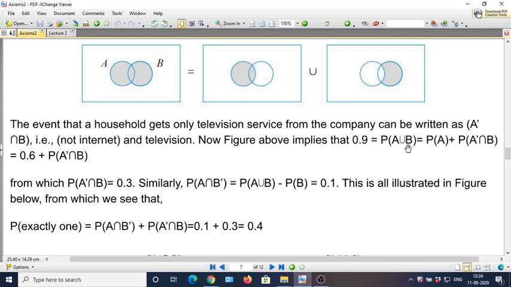How? P of A union B, which we know as 0.9 previously, is P of A plus P of A complement intersection B, and putting the value of 0.6 for P of A, we get that P of A complement intersection B is 0.9 minus 0.6, which is 0.3. In a similar manner, P of A intersection B complement can be written as follows. That leads to 0.1. Therefore, the probability of getting exactly one service is this 0.1 plus 0.3.